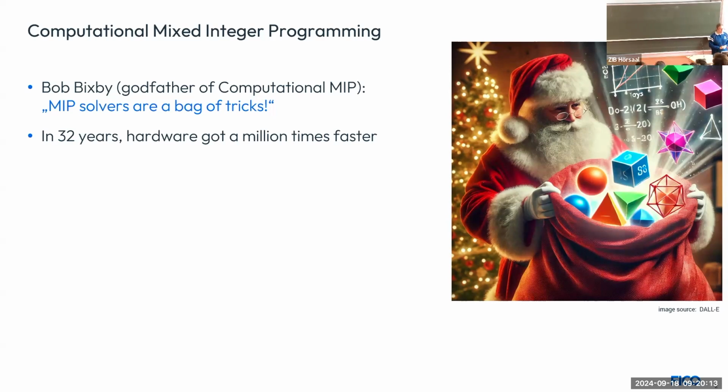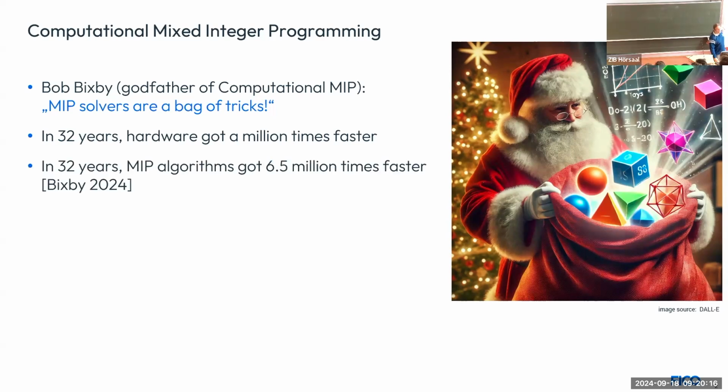about the power of MIP solving, also given by Bob, that in the last 32 years, hardware got about 1 million times faster. And at the same time, the MIP algorithms evolved from what they were back then, still or already branch and bound, with some of the tricks that we will show today already in there at that point. But over those 32 years, researchers have put numerous more subroutines, developments, algorithms, ideas, new research results into these solvers that made them about 6 million times faster.